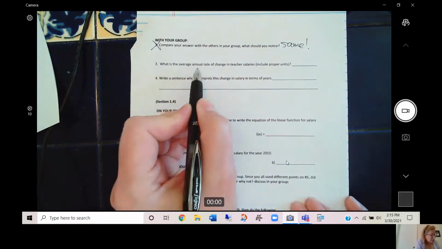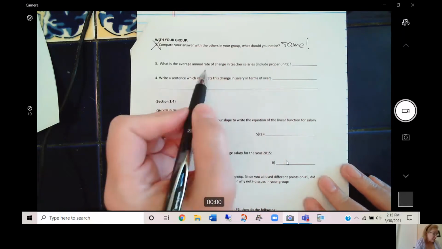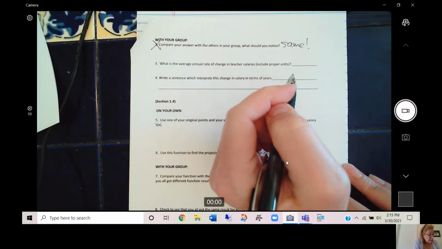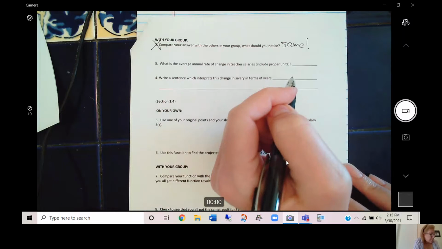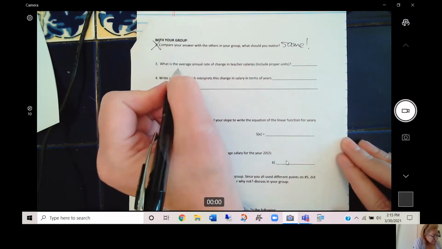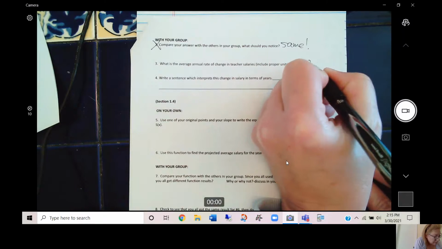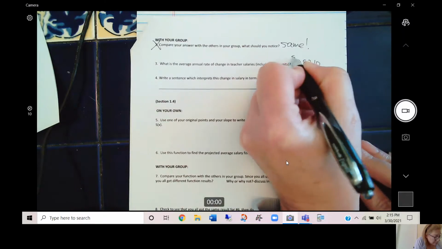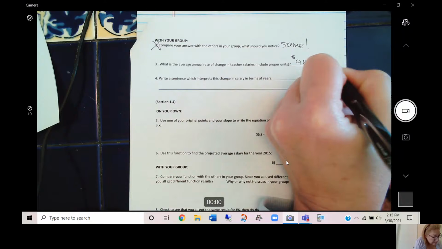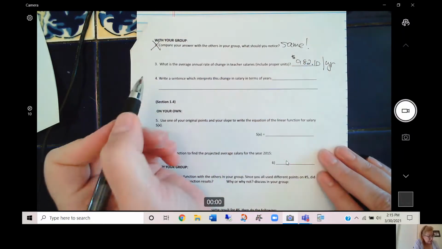All right, what is the average annual rate of change in teacher salaries? This is where you have the units to interpret that slope. Okay, so remember that the dollars were being registered for the outputs and the inputs were years. So it was a positive number. So the average annual rate of change would be $982.1 per year. That's the average rate per year.